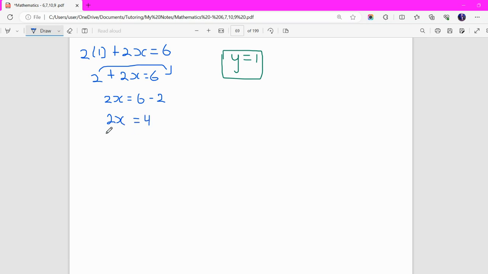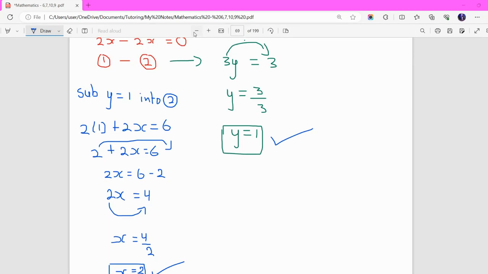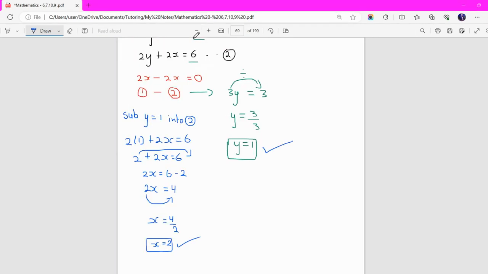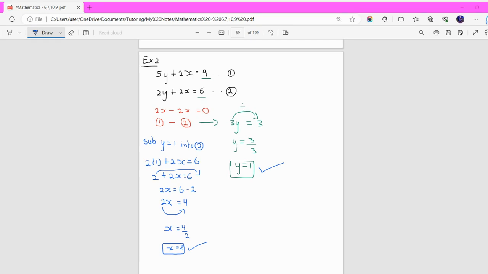Now if 2x is equal to 4, you simply divide by 2 and you carry it across. Therefore x is equal to 4 divided by 2. So x is therefore equal to 2. So your value for x is 2 and your value for y is 1. Right, so that is the solution for this question here. Right. So let me know if you understand the solution here.